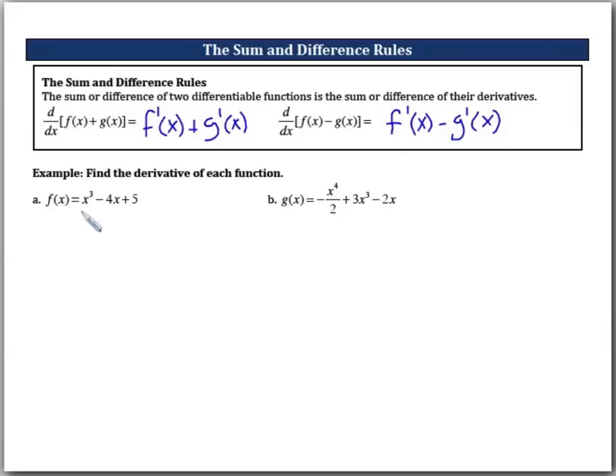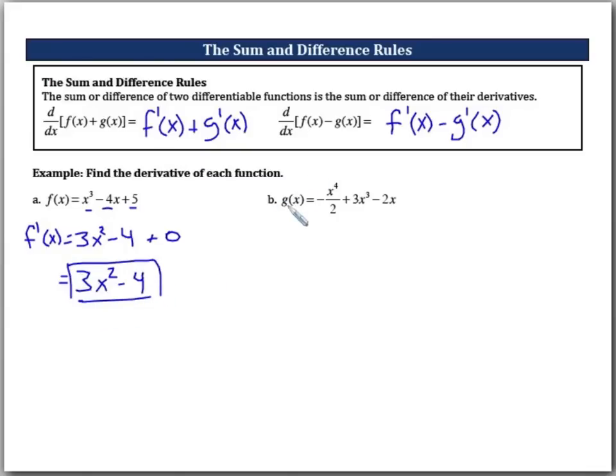Now what this allows us to do is find the derivatives of polynomials. So we really have 3 functions happening here. Okay, so f prime of x here is going to be the derivative of x cubed, which is 3x squared, and then the derivative of 4x, which is minus 4, and then plus the derivative of 5, which is 0. So we do get 3x squared minus 4.